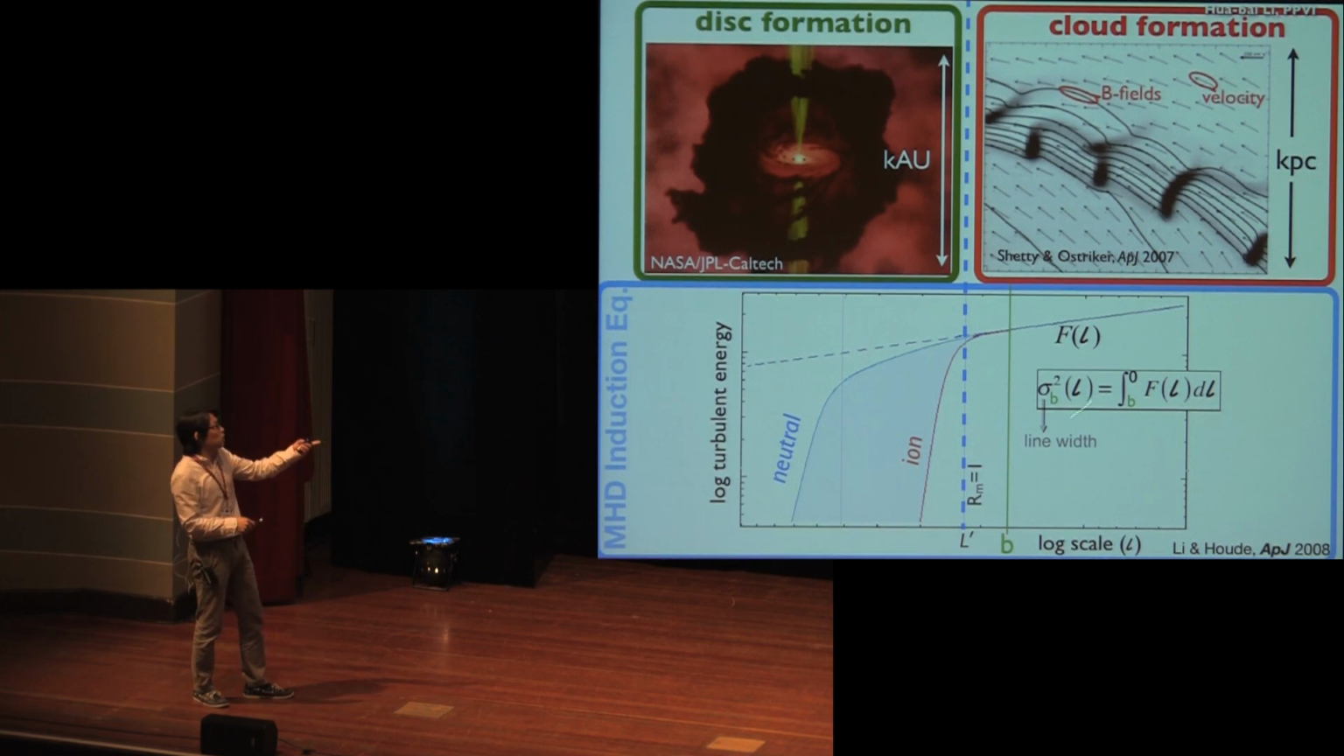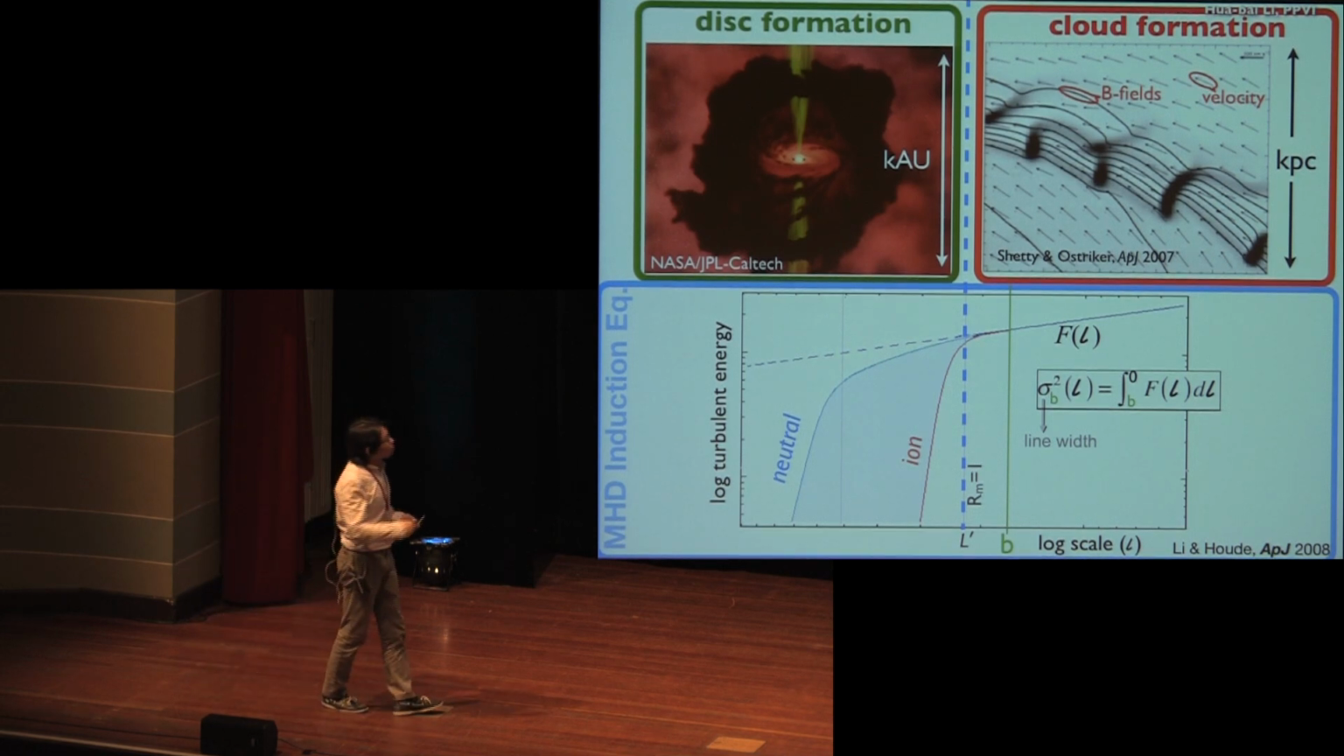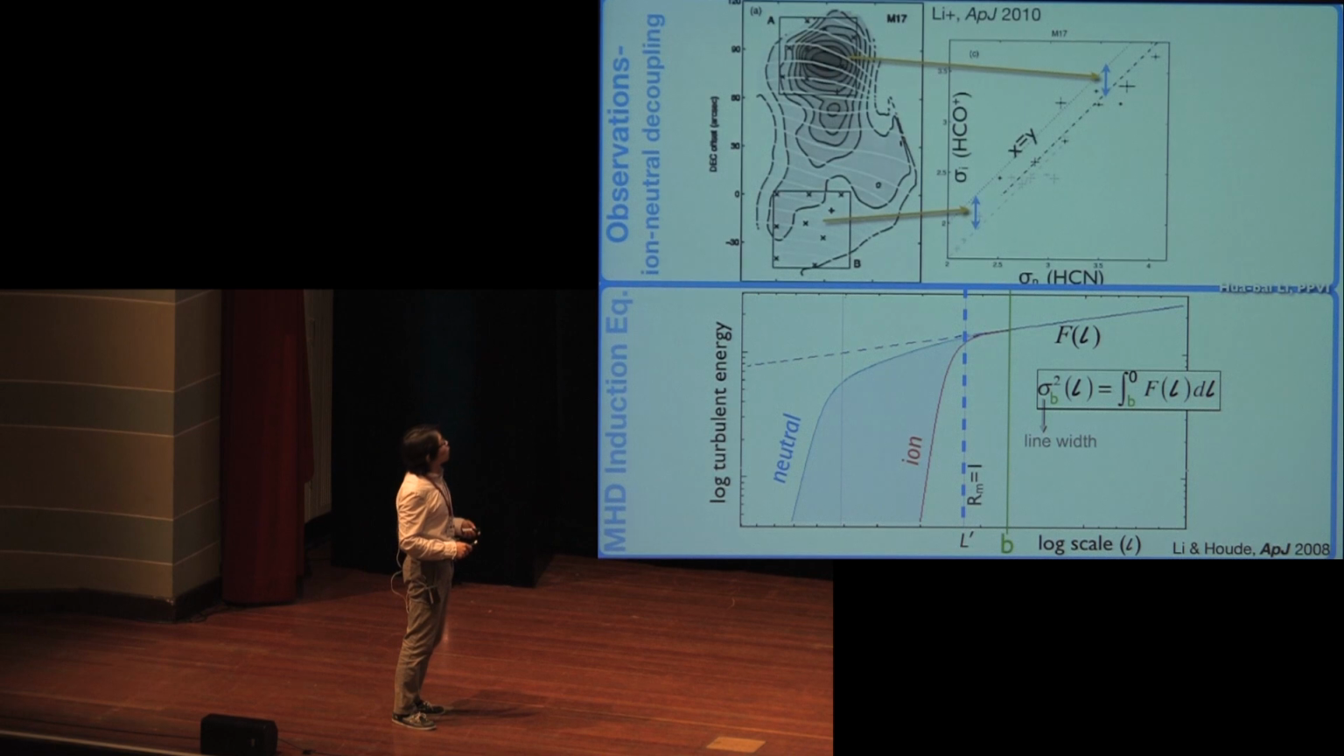But if you do this integration for the ion line width and neutral line width, of course you should get different values as long as you have this decoupling scale at small scale. It doesn't have to be comparable with your beam size, right? You can have a larger beam size.